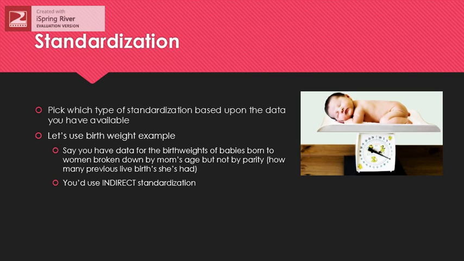You'd use indirect standardization. The reason is that you have to have the stratum specific rates for the variable that you're interested in. So you're interested in parity, or the variable that you want to standardize by, which is parity in this case. But you don't know birth weight by parity. You don't know all of the women who have had 3 babies, this is their birth weight. All of the women who have had 2 babies, this is their average birth weight, and so forth. If you had that information, you could do direct standardization. But if you don't, you have to use indirect.